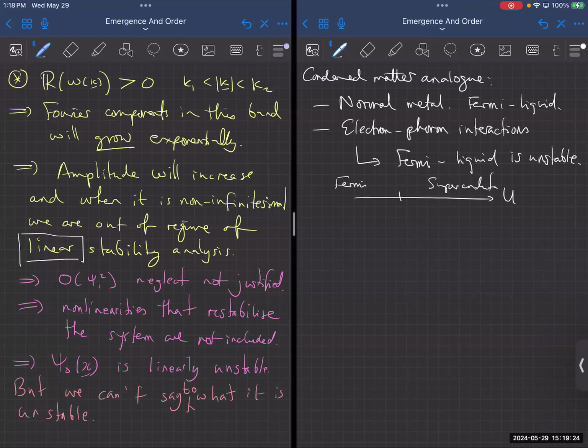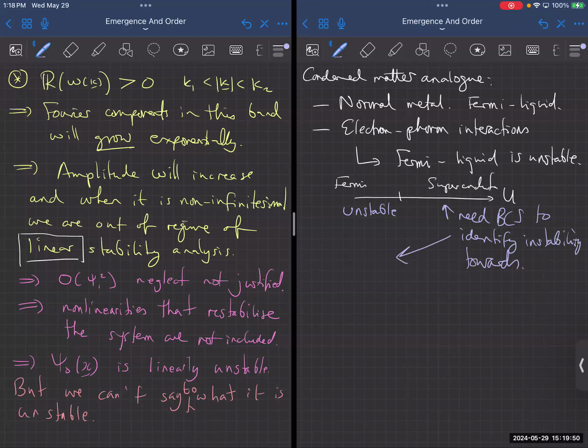And all you can tell is that this is unstable, and you need BCS theory to identify what it's unstable towards. Because it started by calculating susceptibilities or something. So you need BCS theory.